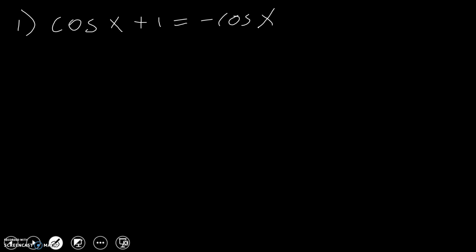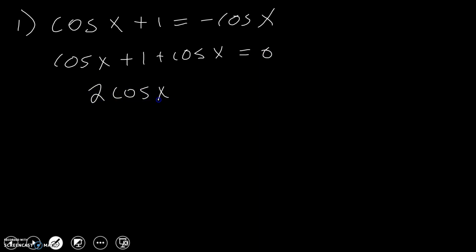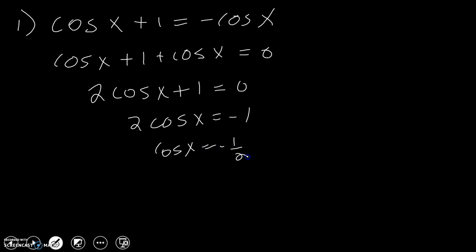So the first thing I'm going to do in this problem is bring the negative cosine onto the left hand side. So I'm going to add it to both sides, and I get cosine of x plus 1 plus cosine of x equals 0. I get 2 cosine of x plus 1 equals 0. I'm going to solve for cosine of x, so I get cosine of x equals negative 1/2.